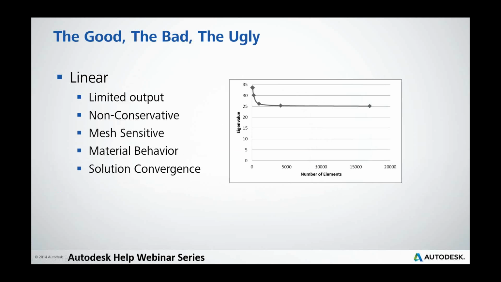All right, so here are some considerations for doing a linear analysis. You have limited output. As I mentioned before, it's typically non-conservative. When you're doing a stress analysis, it's important to consider the mesh sensitivity. Anytime you're doing a stress analysis, it's important to consider the mesh. We are looking to capture or know if we need to capture the material behavior that we spoke about. And one of the advantages is the solution convergence.